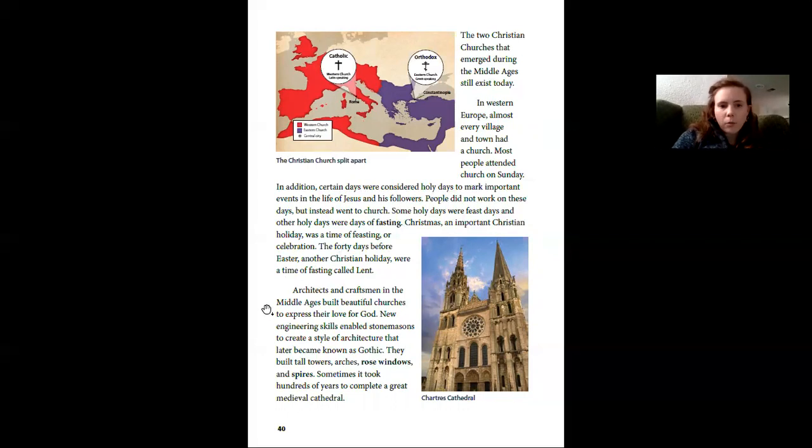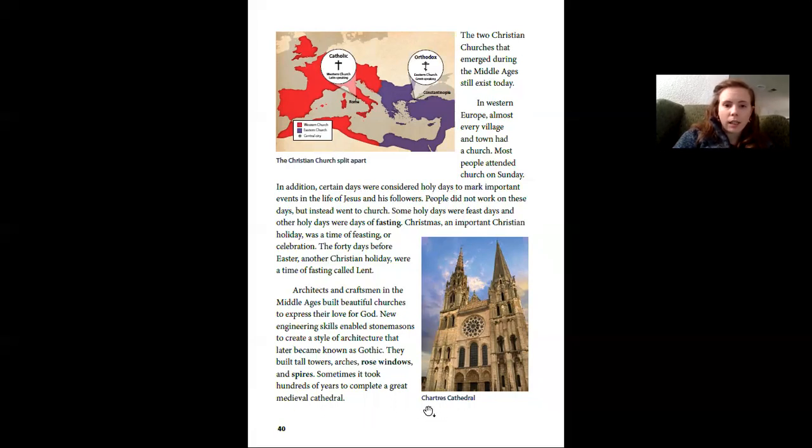Architects and craftsmen in the Middle Ages built beautiful churches to express their love for God. New engineering skills enabled stonemasons to create a style of architecture that later became known as Gothic. They built tall towers, arches, rose windows, and spires. Sometimes it took hundreds of years to complete a great medieval cathedral.